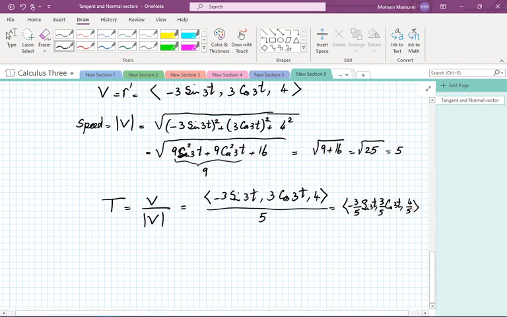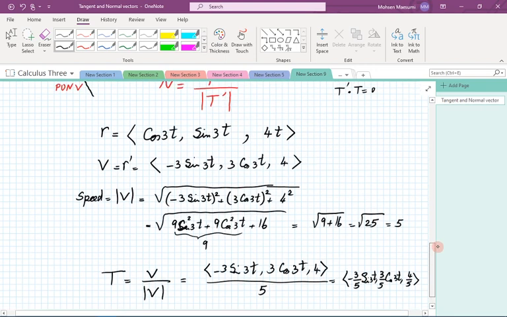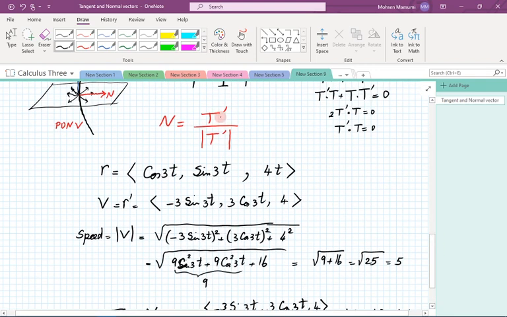Okay, now before going any further, this is really special that this denominator became so friendly. In general, the denominator is going to be a horrible expression with some t's and radicals in it, and the next step typically is not so fun. But here it is T prime. Why do I want T prime? Because, well, we said N is T prime over its length.